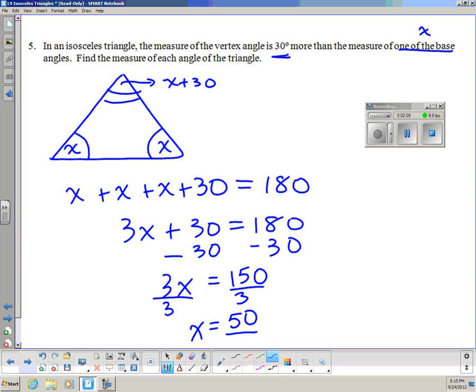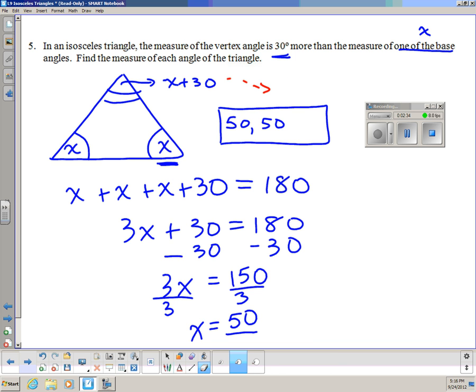X being 50, we have to go back to what the question asks, which said find the measure of each angle. So x does represent an angle. It represents one of the base angles. So each of the base angles is 50 apiece. And the vertex angle is 50 plus 30, which is 80. So the other angle is 80 degrees.